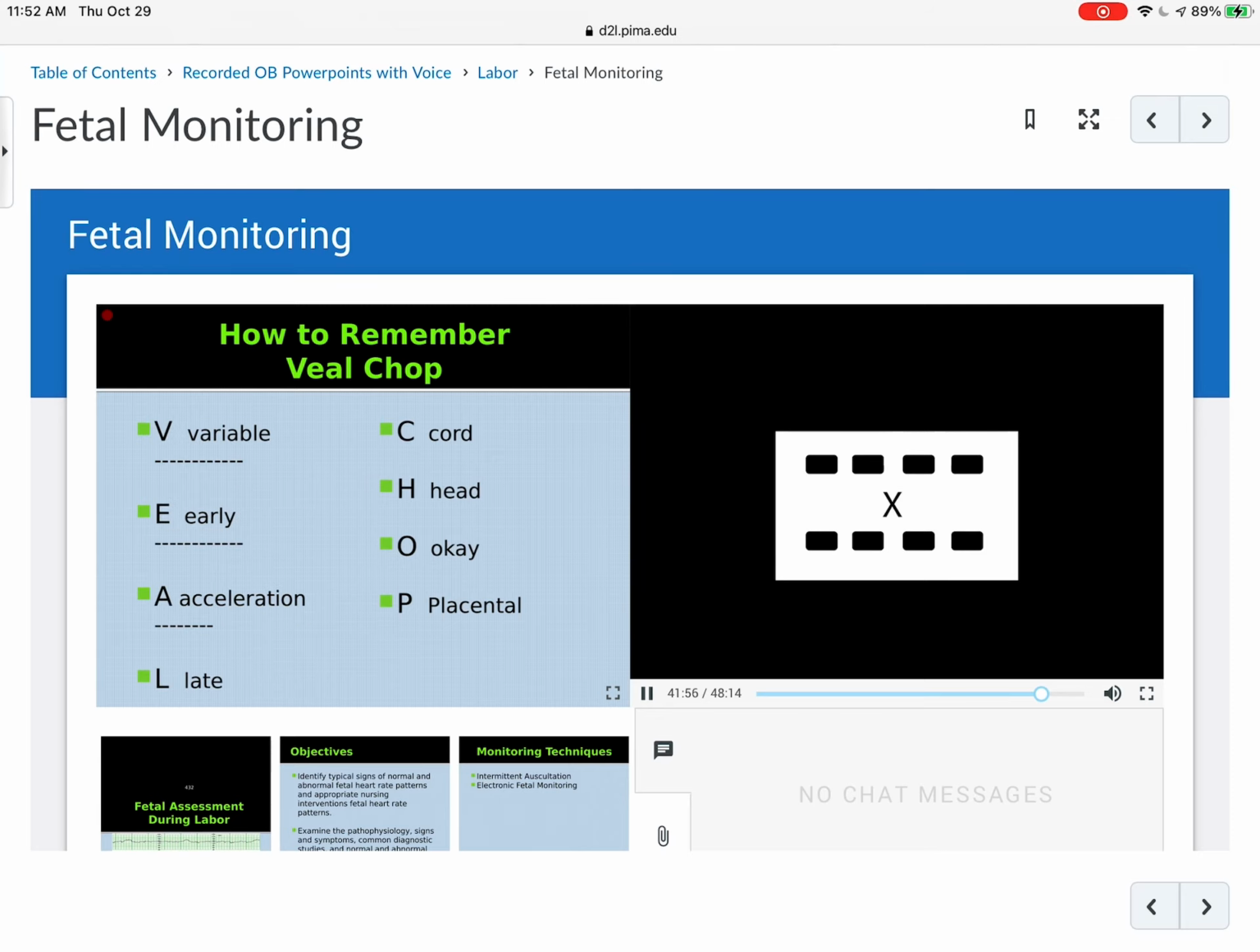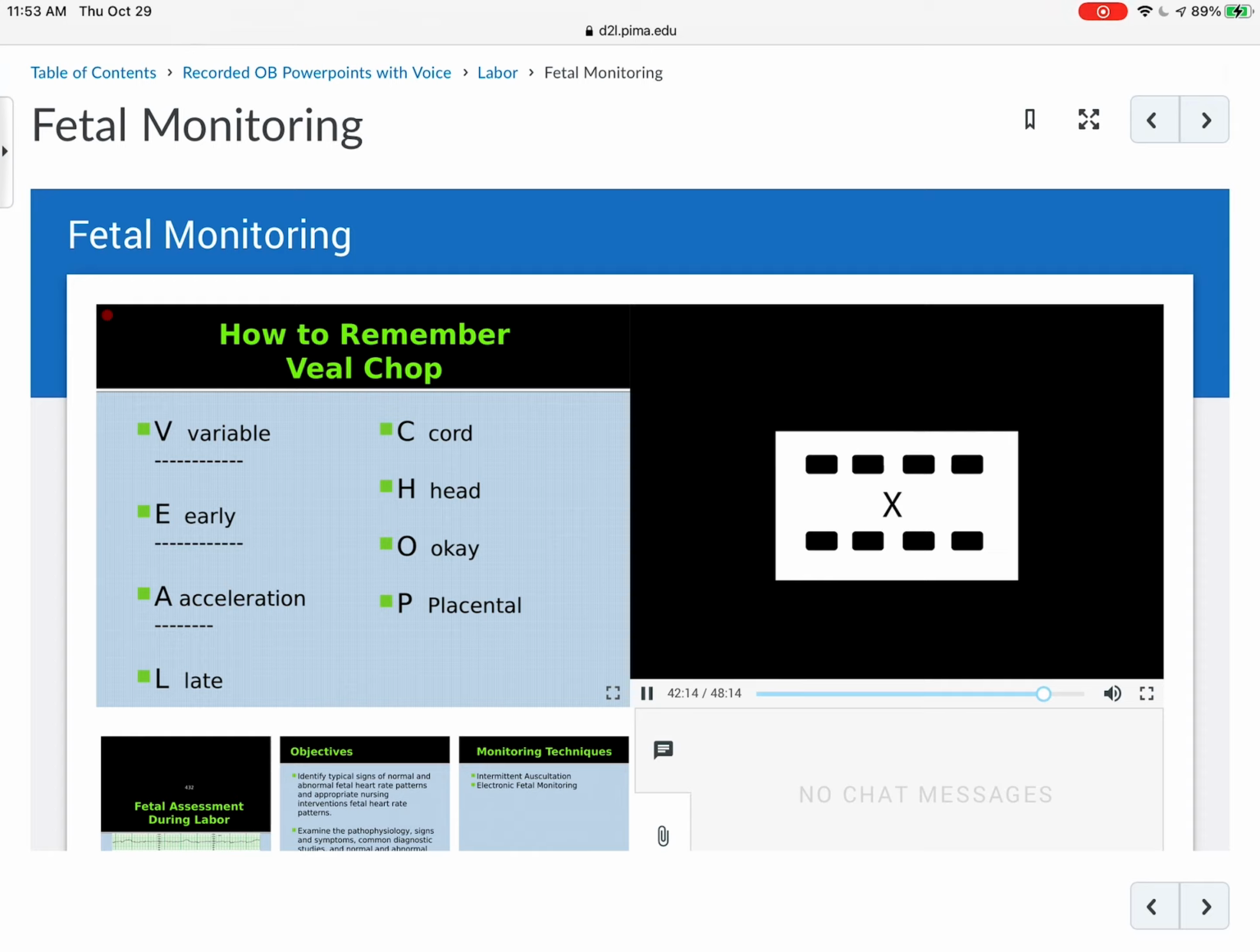How to remember all this stuff? Well, you know that a normal fetal heart rate is 110 to 160s. You know you like moderate variability. You know that early decelerations are head compressions, which okay. But how do you remember this stuff? You just write down VEAL CHOP. On the left is VEAL and on the right is CHOP.